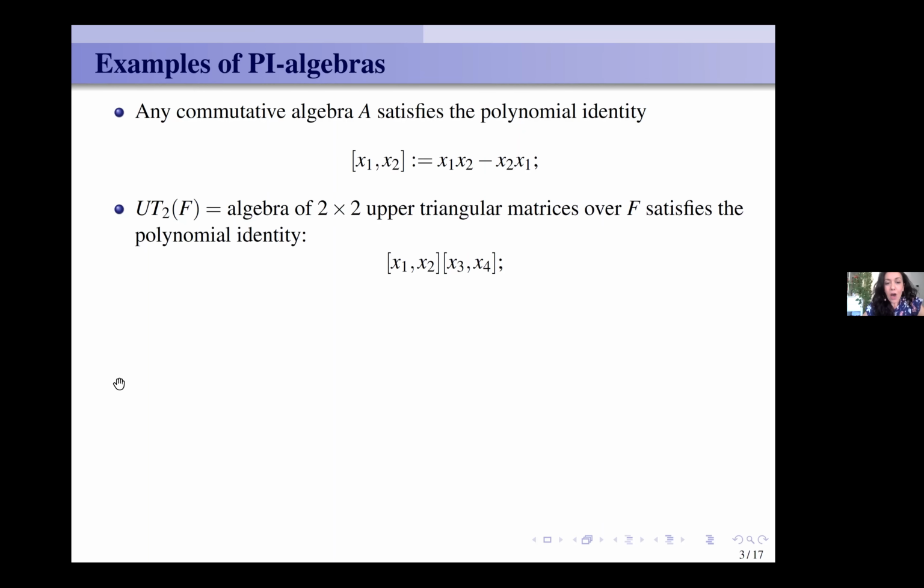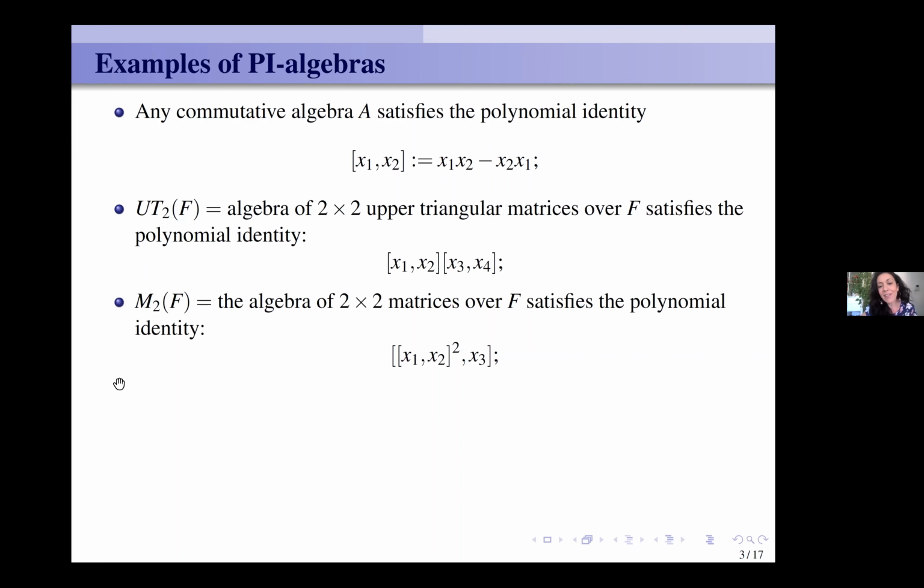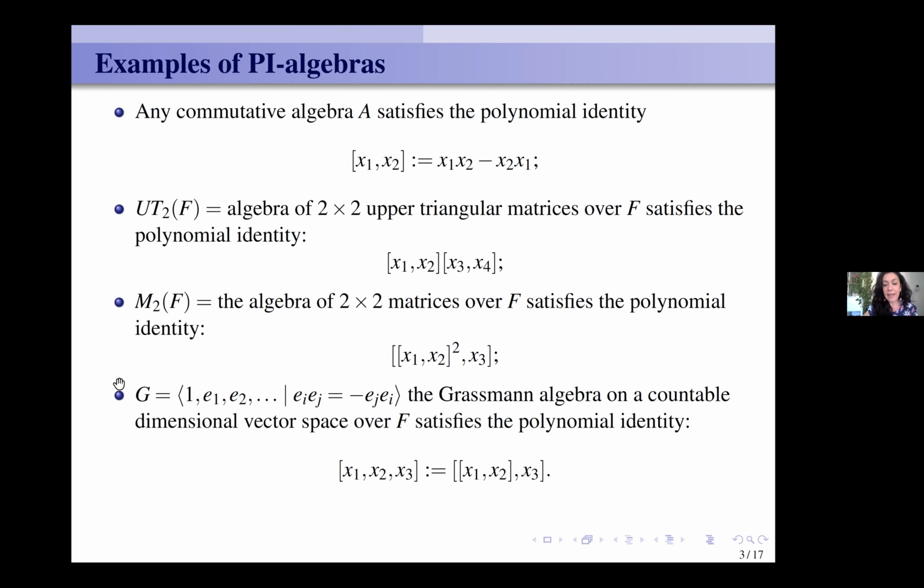M2F, the algebra of 2x2 matrices over F, is also PI, and for instance, it satisfies this identity known as the Wagner-Hall identity. And it is easily seen since the square of a commutator of two matrices is a scalar matrix, so it commutes with any matrix. Also, the Grassmann algebra on a countable dimensional vector space over F is PI, and it satisfies a commutator of length 3.